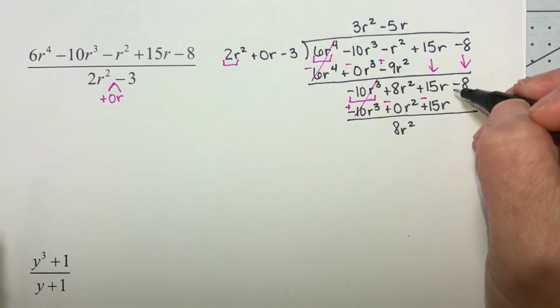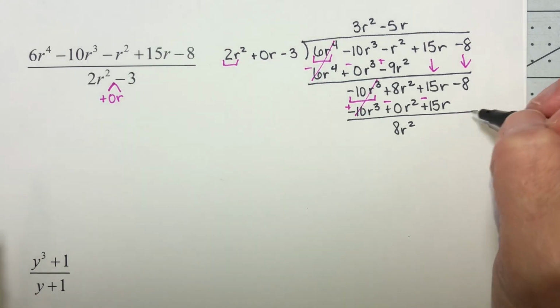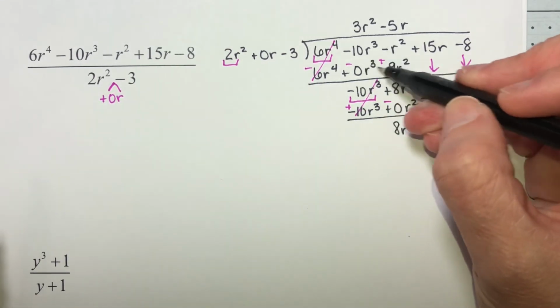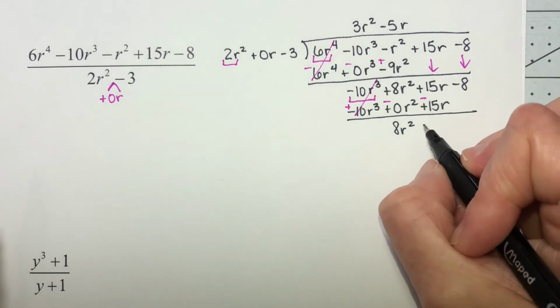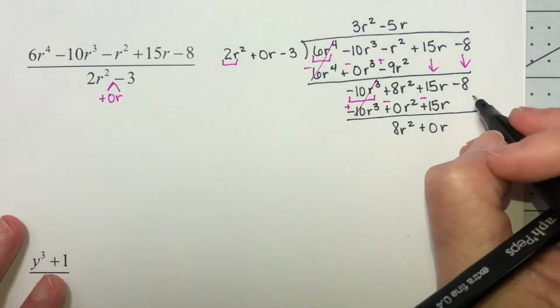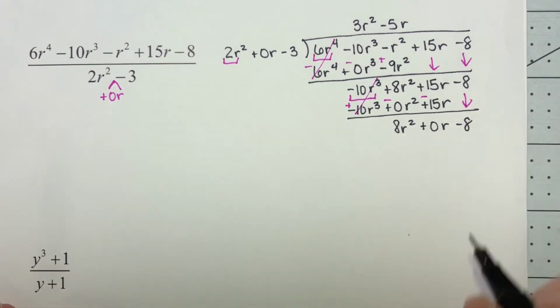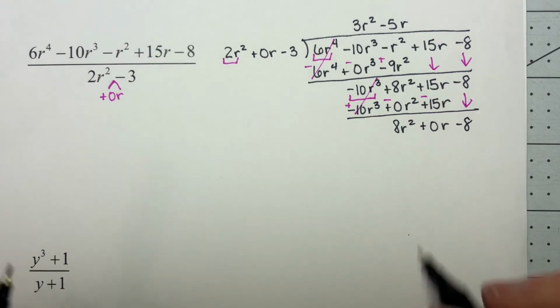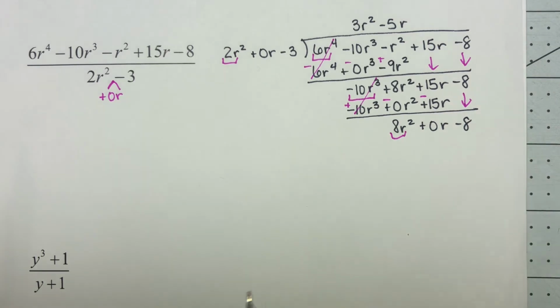Now I get a 0 here. Because it's going to happen between two terms, I'm going to keep the 0 around for the same reason I kept this around. I might need it, I might not. It never hurts. So I'm going to keep plus 0r, and then I'm going to bring down the minus 8. This is not or, it's 0r.